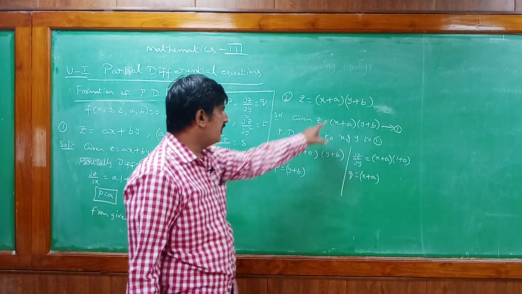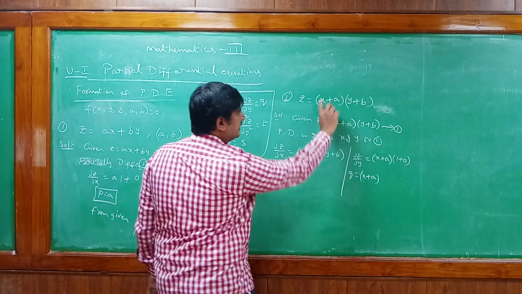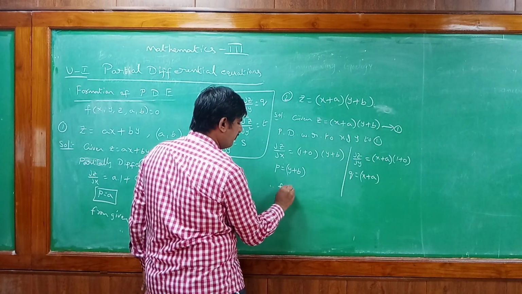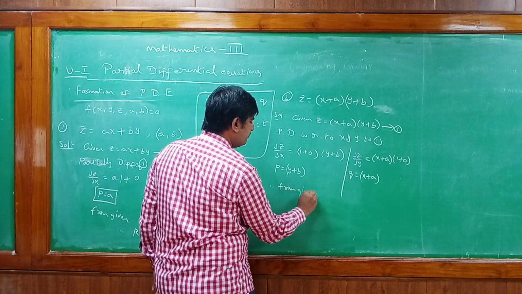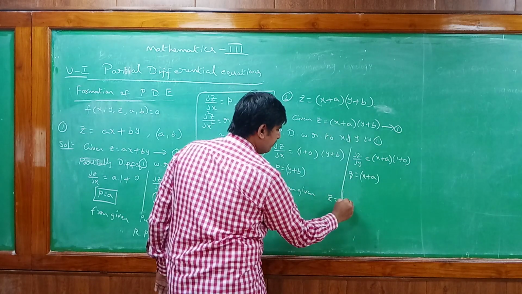I got the value of y plus b, I got the value of x plus a. Put y plus b and x plus a. So therefore from given, what do we get here? Z is equal to, what did my x plus a become?